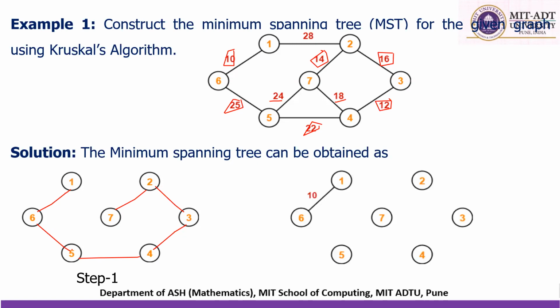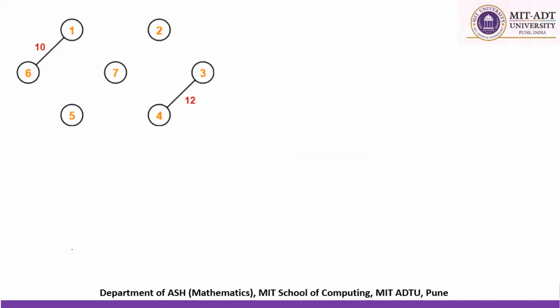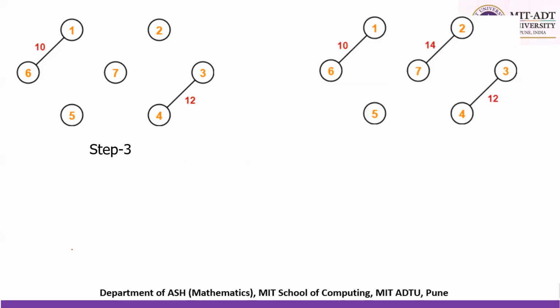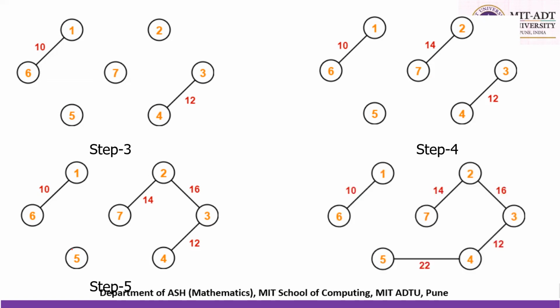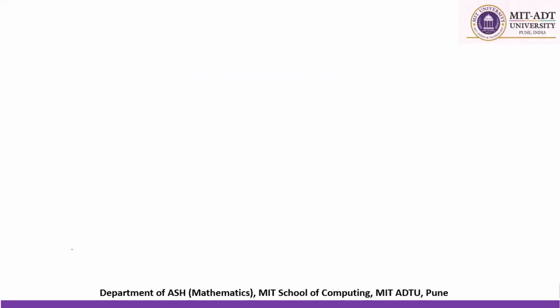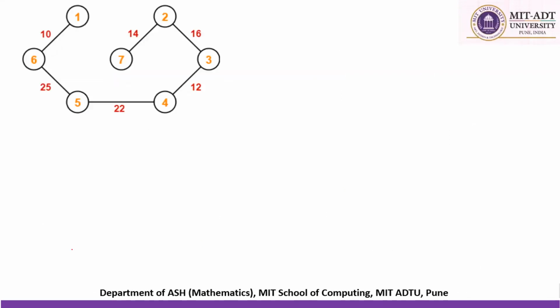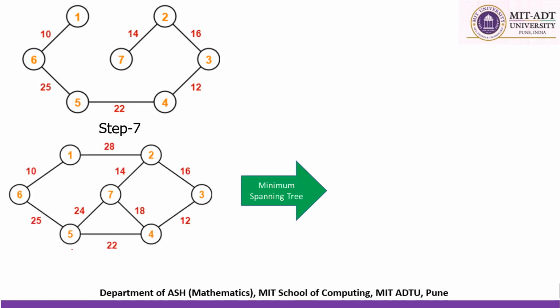So let us show the process again. First, we join the vertices 1 and 6. Then the second one is 3, 4. Third one, 2, 7. Fourth one, 2, 3. Fifth one, 5, 4. And the sixth one is 6, 5. So this is the minimal spanning tree using Kruskal's algorithm.